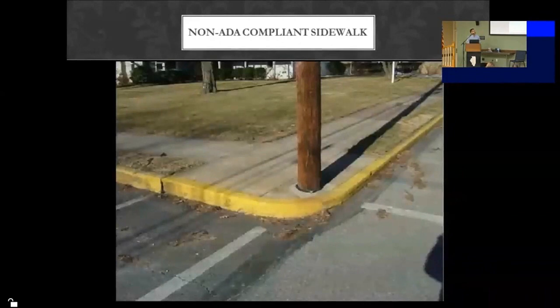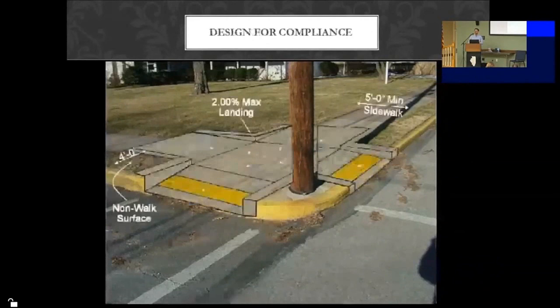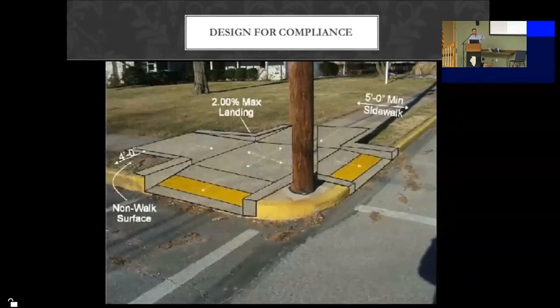In this case, there is no ramp. And so what we would do is, and I'm sure you've all seen something very similar to this, where we've got some relatively flat slopes on the ramps. We're using detectable warnings, this sort of thing, all the things that it takes to make a ramp compliant.